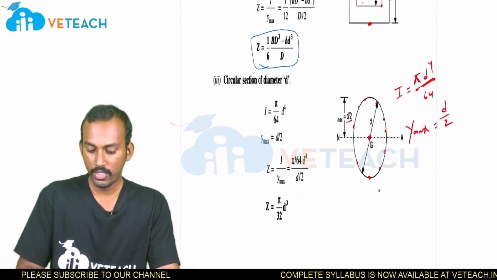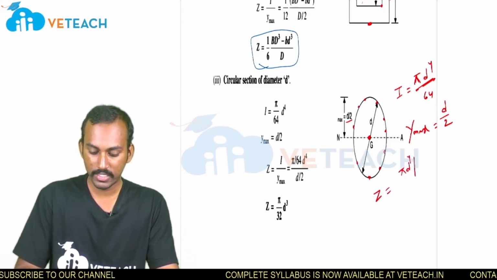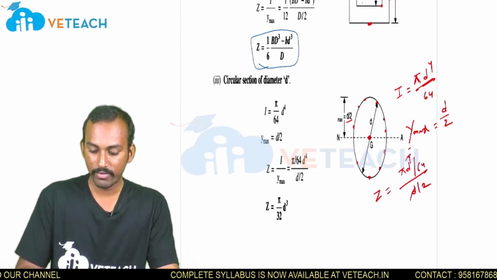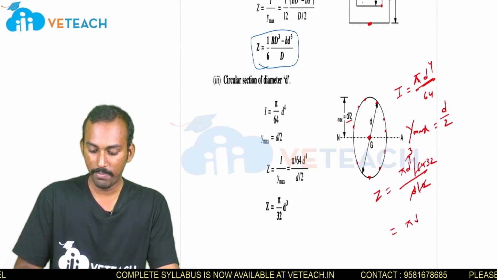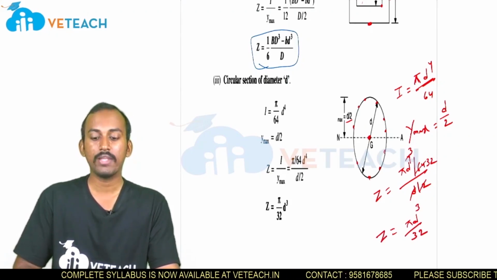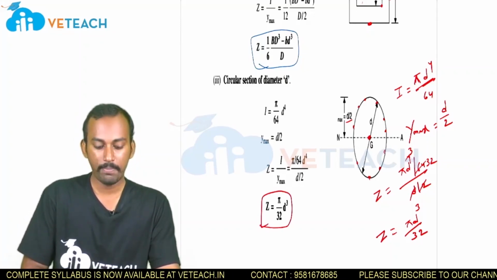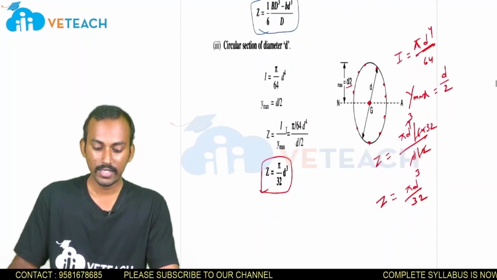So now Z is equal to I by y. So pi d power 4 by 64 divided by d by 2. So one d will get cancelled, it will be pi d cube, 2 times 64 is 128, so 32. So its value will be pi d cube by 32. So this is the section modulus value for a circular section. This is the formula you have to remember, pi d cube by 32. Okay, so this is for a circular section.